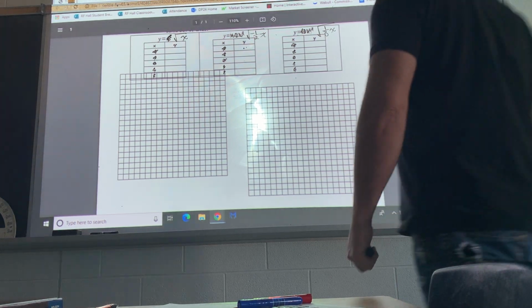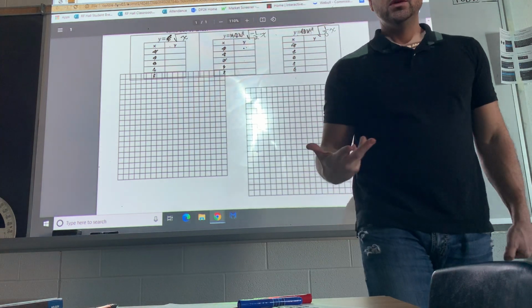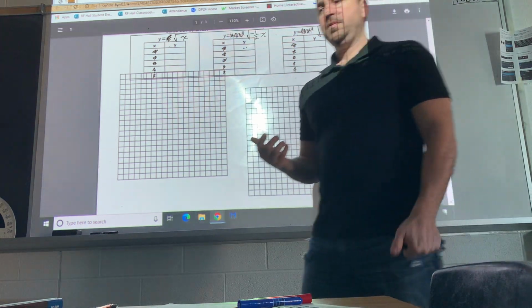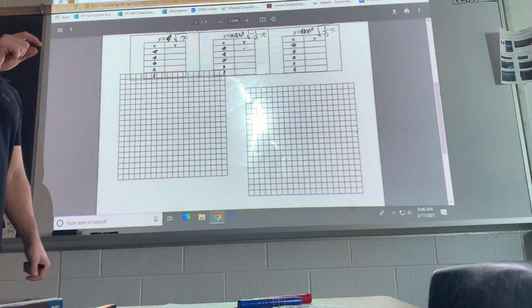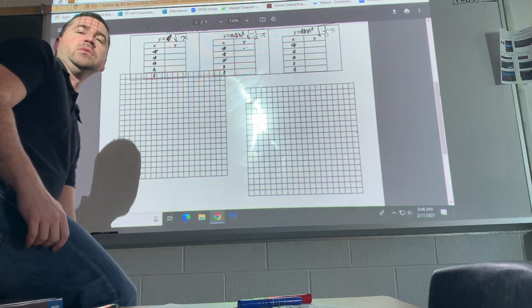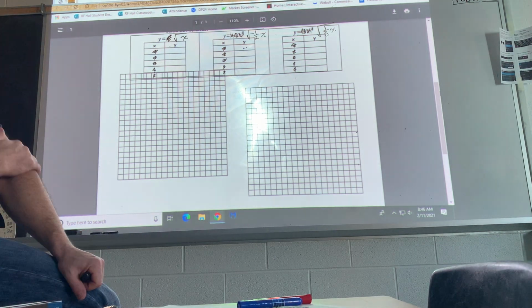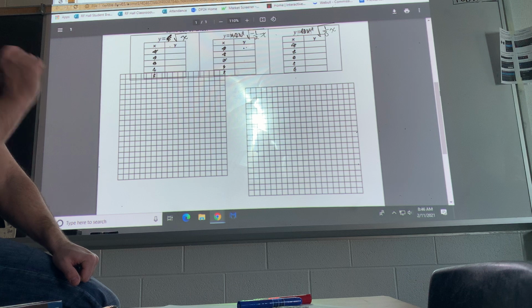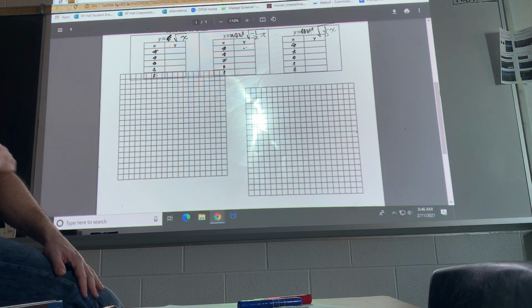If I'm doing the square root of x, what values should I use to graph? What would be some nice ones I could use, as opposed to going -2, -1, 0, 1, 2? What number should I use, if I was just plugging in values? 4, 9, 16, etc. Good, Luke.